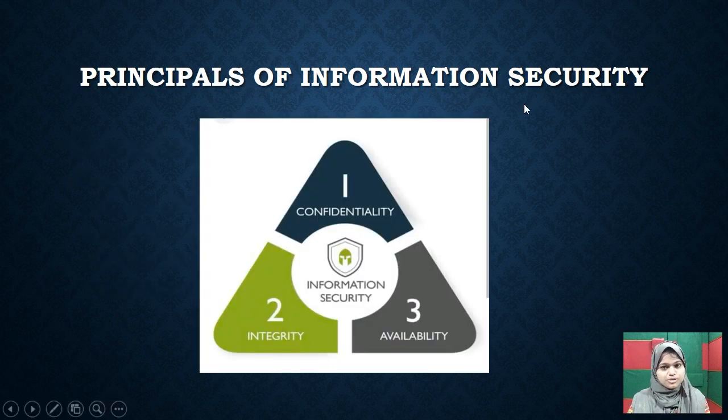So, principles of information security. There are basically three main principles of information security. It is also called the CIA triad, where C stands for confidentiality, I stands for integrity, and A stands for availability. We'll go through each and every principle in detail.